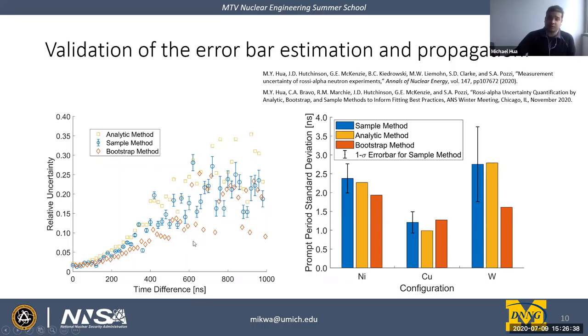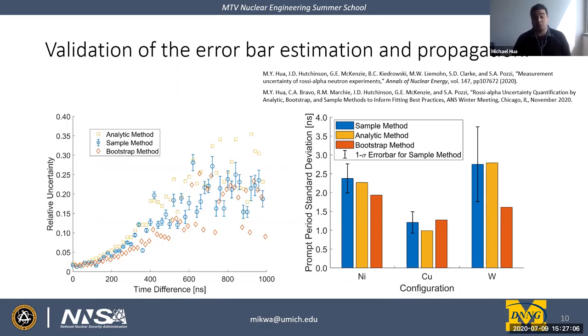And then if we put this through the fitting algorithm and have it pop out uncertainty in the prompt period, so this is alpha plus or minus, we see that there's agreement. So again, blue is the sample method, yellow and red are our two new methods, and they agree within error bars. We have validation.